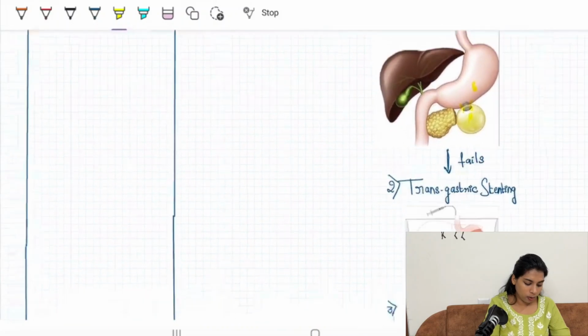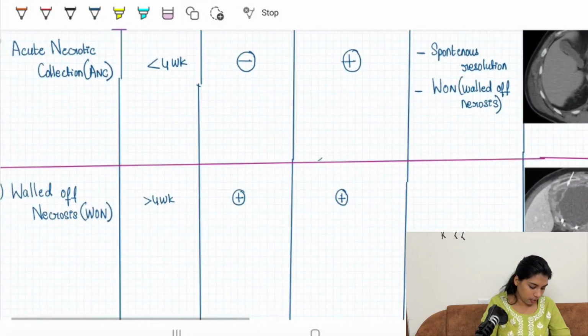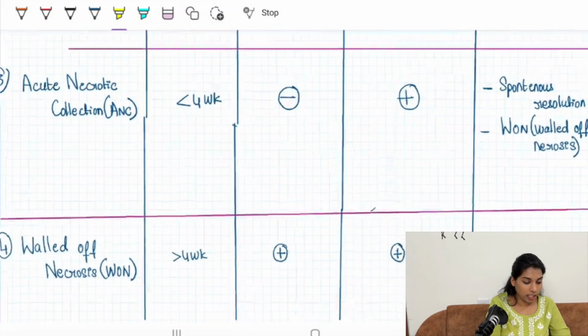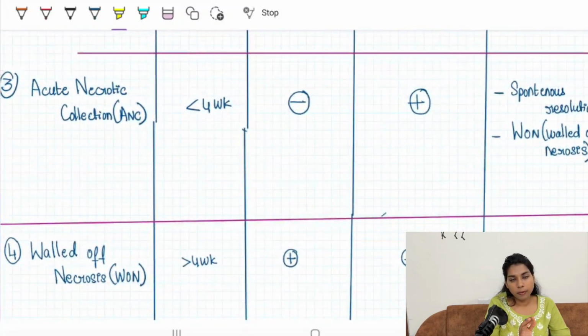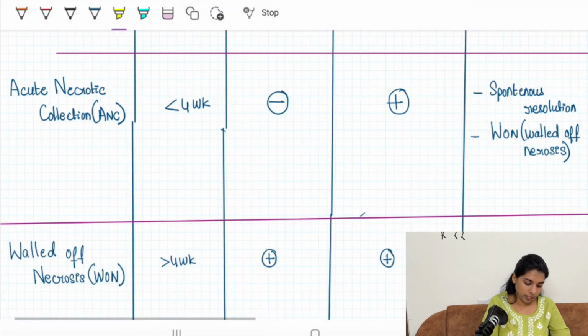Now we are done with the pseudocyst. We'll go to the necrotic collections, starting with the acute necrotic collection. Acute necrotic collection is a term given at less than 4 weeks. It is non-encapsulated, but you will have non-enhancing necrotic components within it.